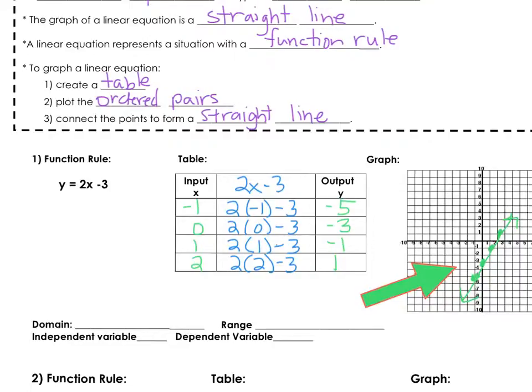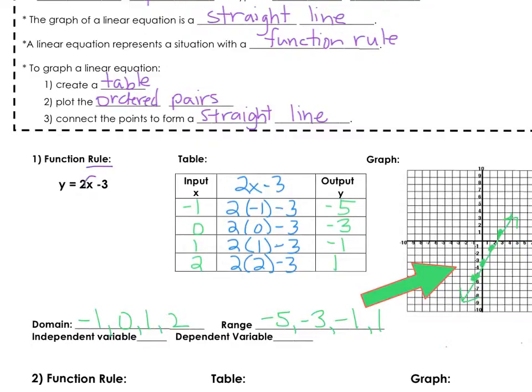So then the last thing I'm going to do is identify the domain, range, independent variable, and dependent variable. Now the domain, remember, is all your x values. So that's basically just my input from my table. So it's going to be negative 1, 0, 1, 2. My range is all my output values, my y's. So those are the y's that I calculated. Negative 5, negative 3, negative 1, and 1.